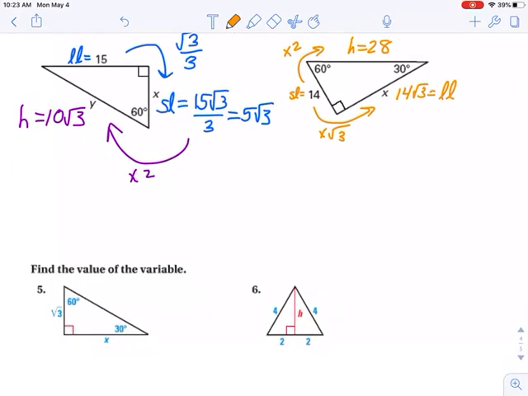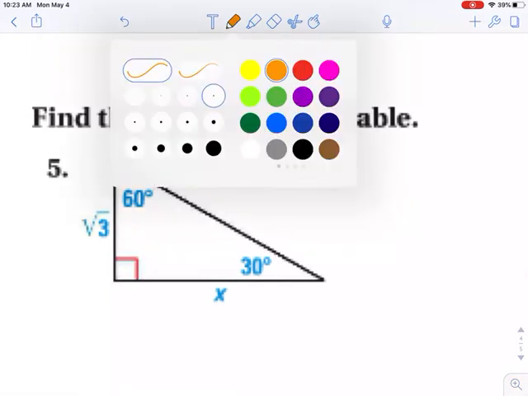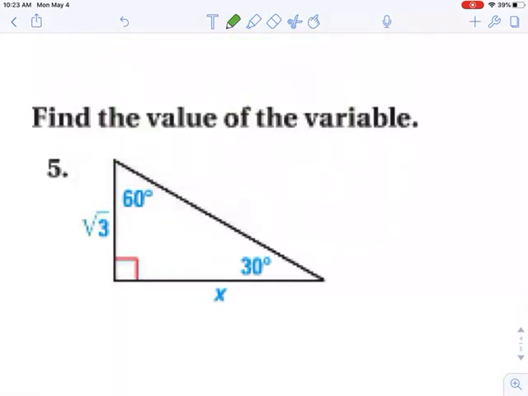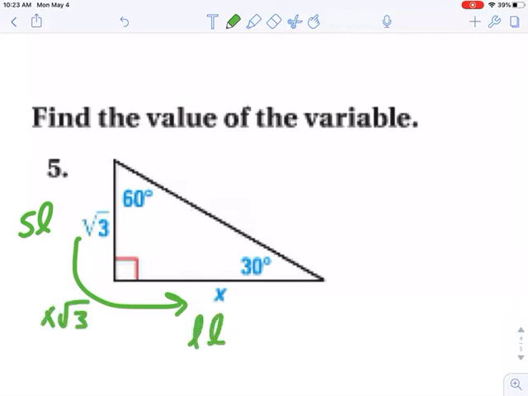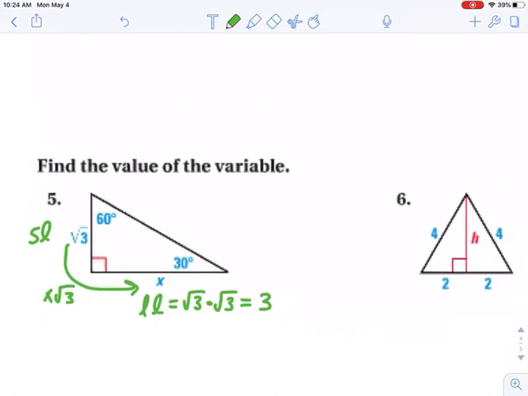Find the value of the variable. 2 more problems. Just x. We don't even have to find the hypotenuse here. So this is the short leg. Remember to go to the long leg, you multiply by radical 3. So it's going to be radical 3 times radical 3, which is just regular 3. Neat.